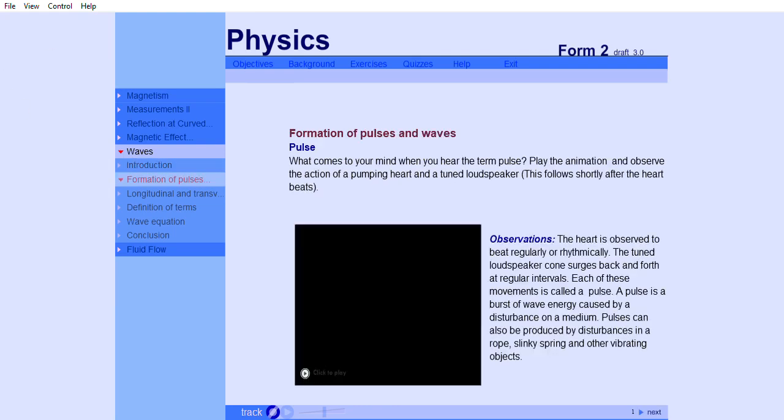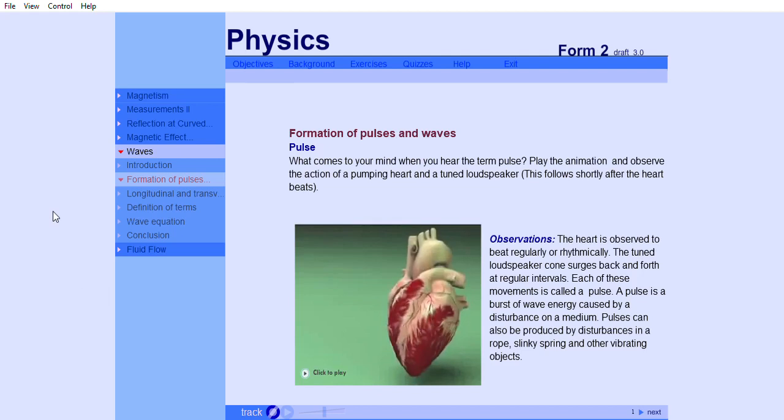Formation of pulses and waves. Pulse. What comes to your mind when you hear the term pulse? Play the animation and observe the action of a pumping heart and a tuned loudspeaker.